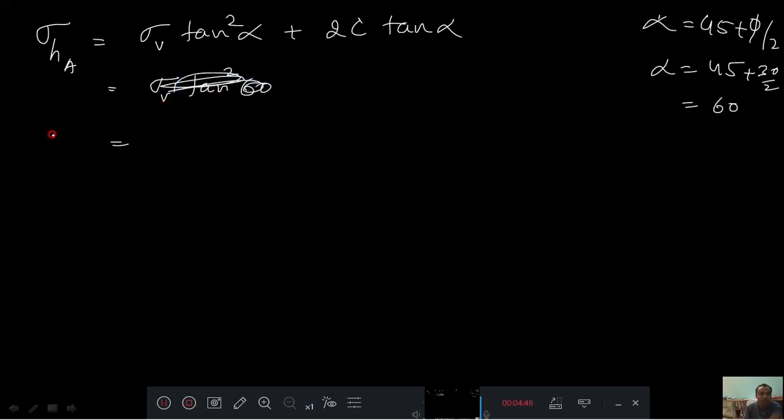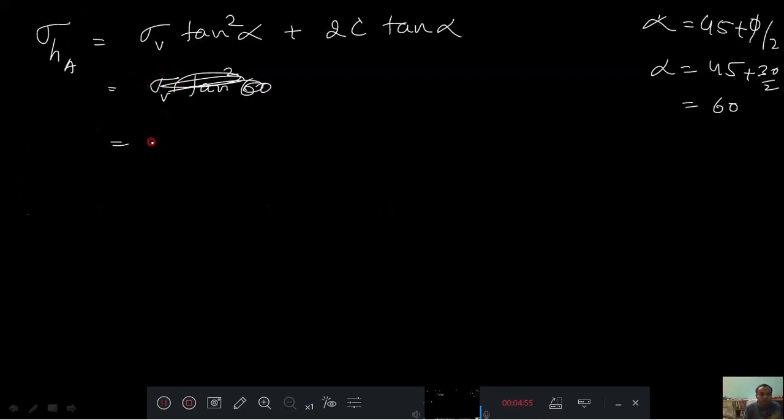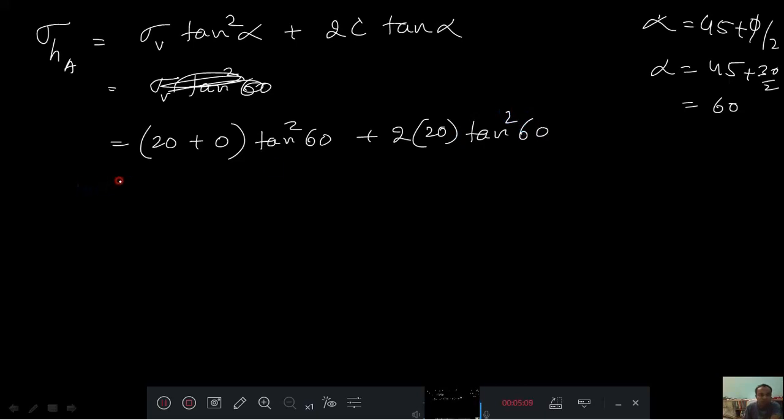What is the sigma V at A? When you consider this point, at this point you get a vertical stress of 20. Okay, you get vertical stress 20 plus 0 because of soil, then tan square 60 plus 2C, that is 20, and tan 60. This is your answer for sigma h at A. What is that? The answer is 129.28 kilonewton per meter square.